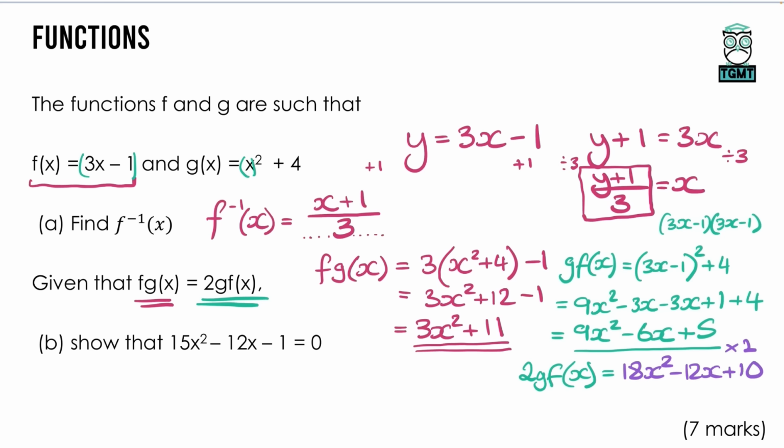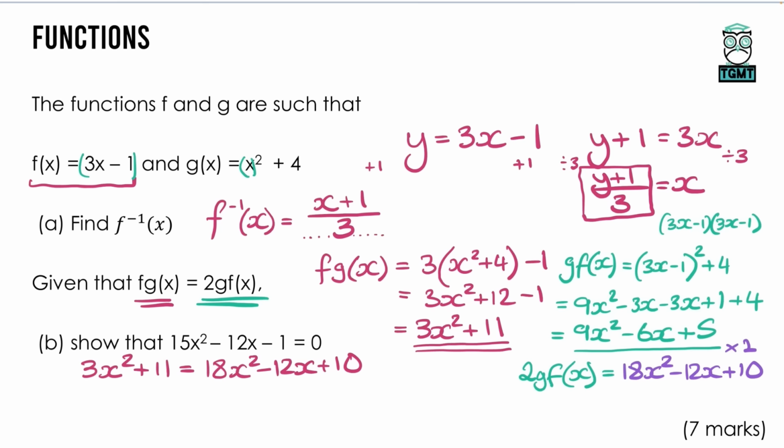Now at this point we're almost done. You can kind of see that we're going to get those pieces that it said to show that. Because in one of them we have an 18x squared, the other we have 3x squared. Well, the difference between them is 15. So if we set these equal to each other, it doesn't matter which way we put them, but let's put them in the way the question puts them. So we have 3x squared plus 11, which is the fg(x), is equal to the 2gf(x), so 18x squared minus 12x plus 10. Now, although they've got the 0 on the right, it doesn't actually matter what side we get the 0. It only really matters when we have an inequality involved. When it's an equal sign, it doesn't matter either way.